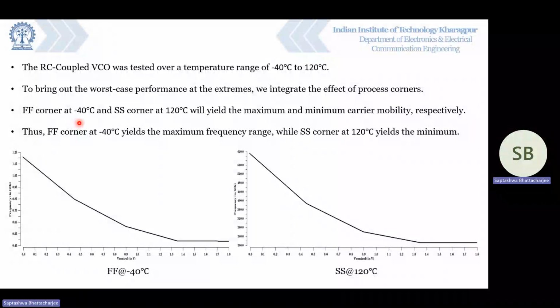So mobility is higher at lower temperature. Also, the mobility is highest in an FF corner. So FF corner at minus 40 degrees Celsius will imply the highest carrier mobility. And since mobility reduces with temperature and mobility is least in an SS corner, so SS corner at 120 degrees Celsius will correspond to the lowest carrier mobility. So FF corner at minus 40 degrees Celsius, since it has the highest carrier mobility, will also yield the maximum frequency range. Similarly, SS corner at 120 degrees Celsius will yield the minimum range. This has been affirmed by the frequency versus control voltage plot in either of the cases.